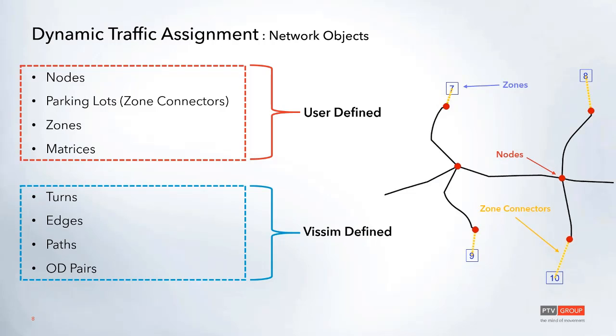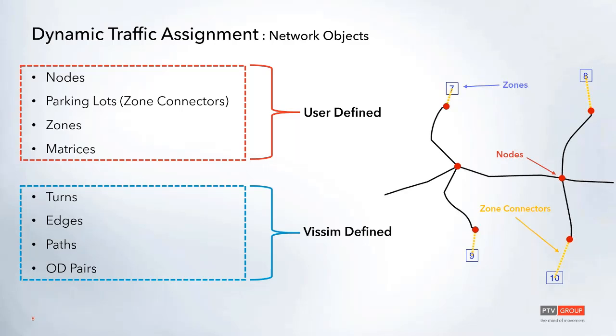So as part of DTA, there are 2 groups of network objects. The first are those defined by the user, and the second are those defined by Vissim. On the user side, the first thing that you'll typically do is build up all of your links and connectors and just build up your whole roadway network. And then from there, you can start to layer in all of the different DTA elements.